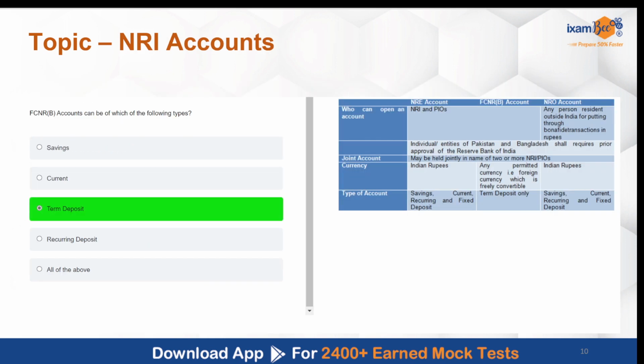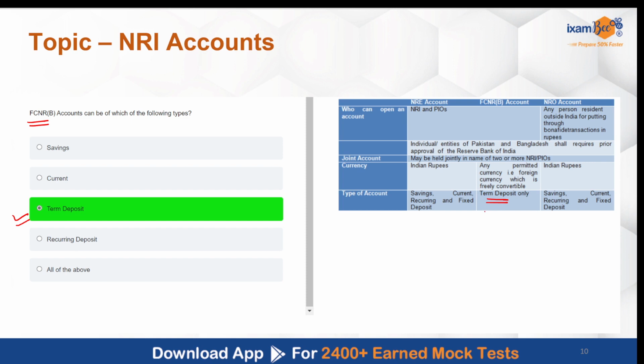Another topic is the NRI accounts related topic. So I am discussing few questions related from each of these topics that I told you that had come in the exam. Here there was one question related to the FCNR account, which is the foreign currency non-resident account that can be opened, that a non-resident Indian can open in a foreign currency in India, right? So which type of an account it can be? So it can only be a term deposit. Okay, so an FCNR account, because it is in foreign currency, it can only be a term deposit.